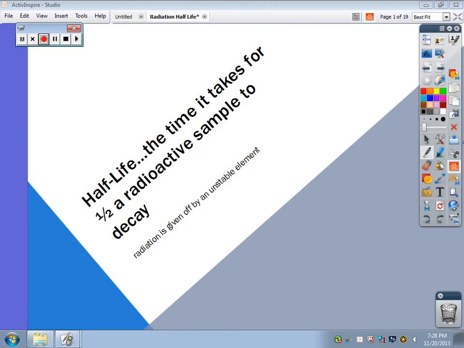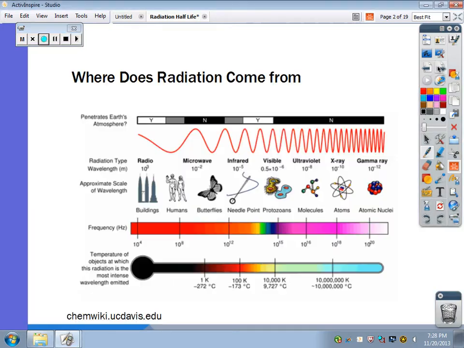Today we're going to do a quick podcast on half-life, the time it takes for half a radioactive sample to decay. And if you recall, radiation is given off by different elements because they're not stable. Their protons and neutrons aren't equal, or the ratio is off, and we'll go into that today a little bit. And first of all, if I say the word radiation, it is not a bad thing.